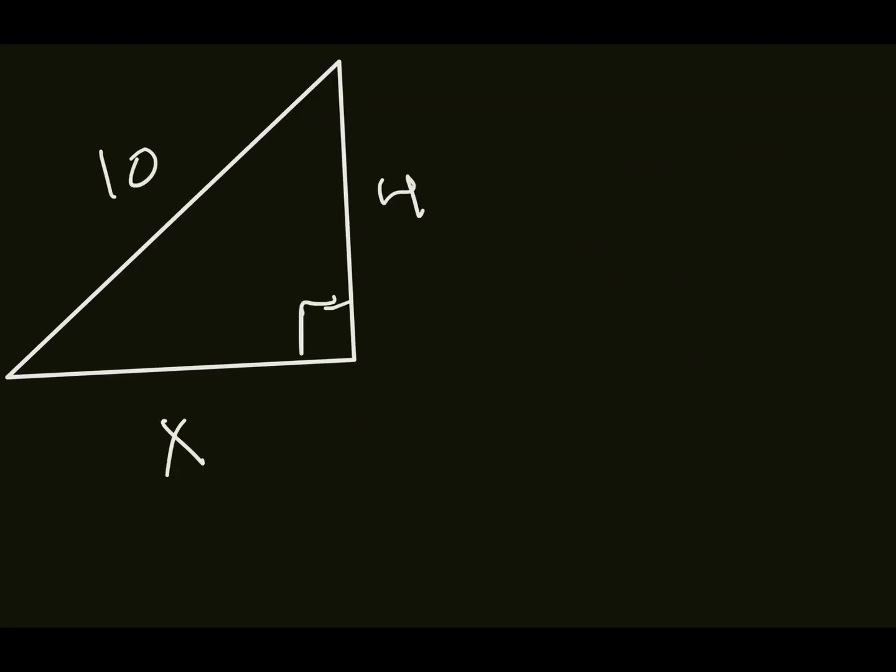In this example, we have a right triangle with side lengths x, 4, and 10. Once again, we need to use Pythagorean theorem. Pause the video and try it on your own first.